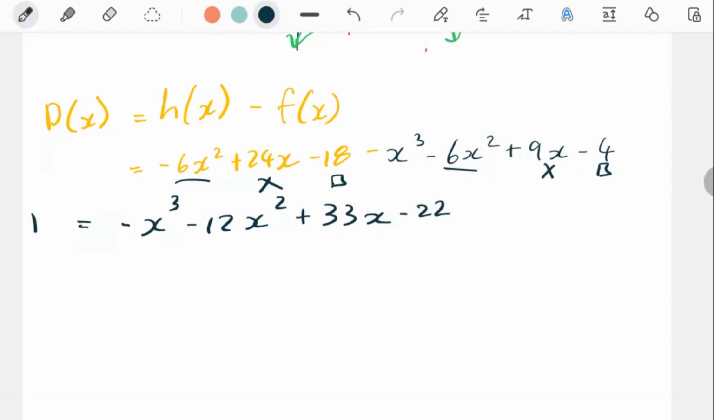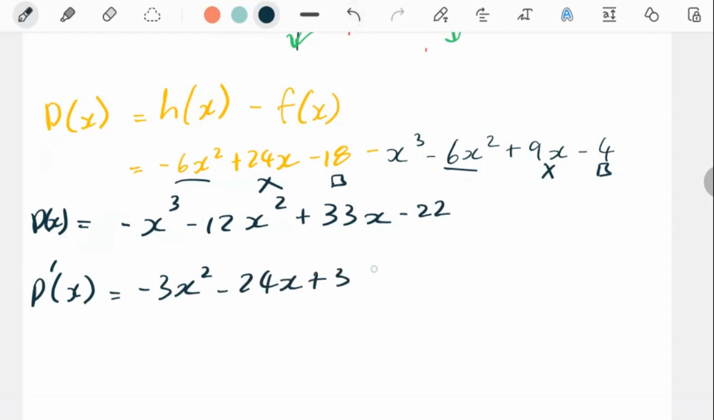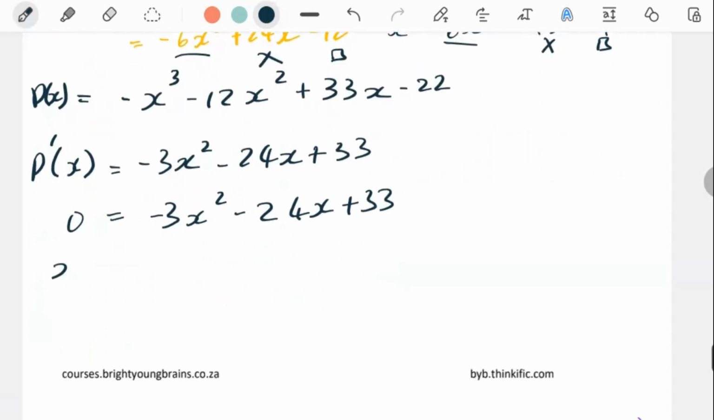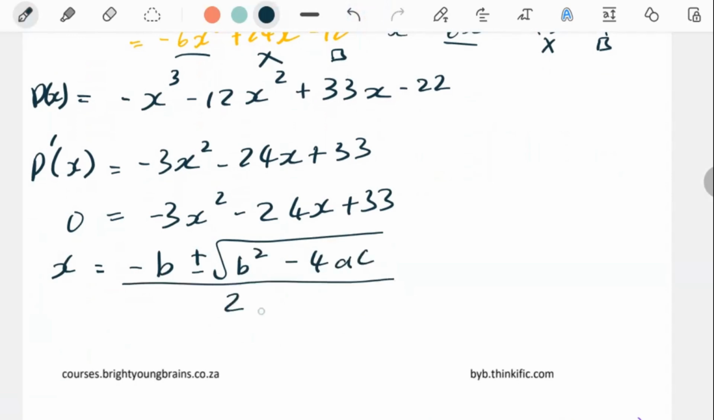So from here, this being the distance equation, to get the maximum distance, we're going to have to differentiate it and then equate it to 0. Differentiating this, we have negative 24x plus 33, making this equal to 0, and then solving for x. We're clearly just going to use what you may call the quadratic formula: minus b plus or minus the square root of b squared minus 4ac, the whole thing over 2a.